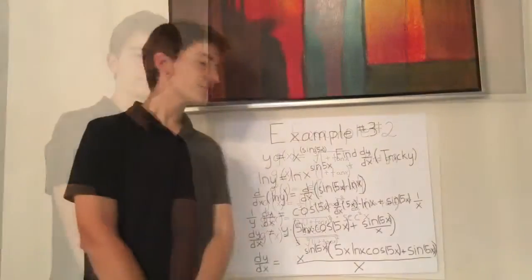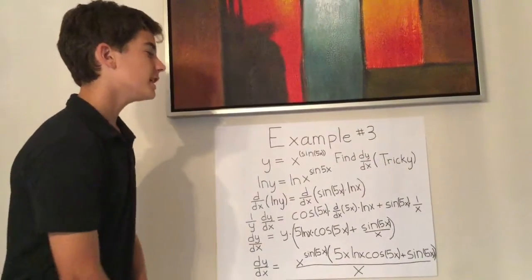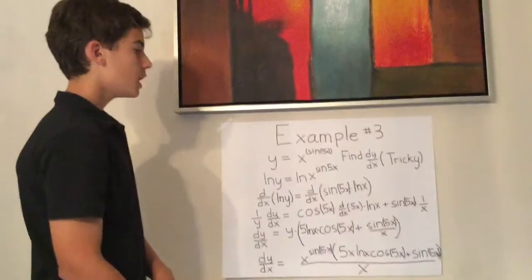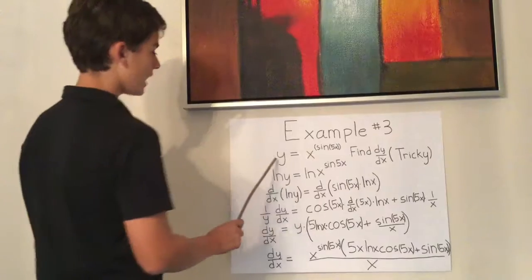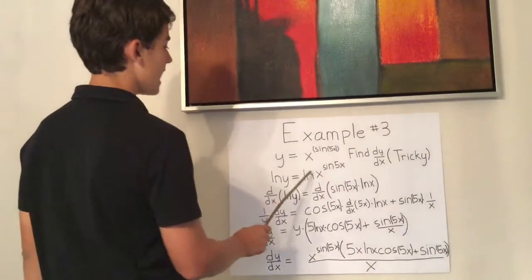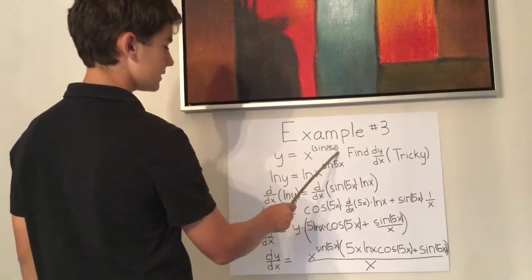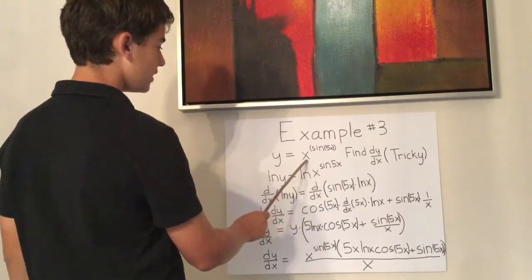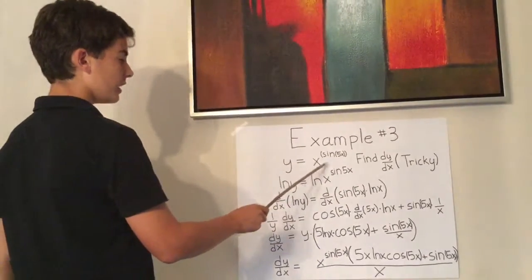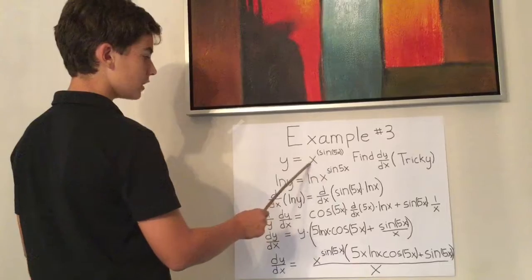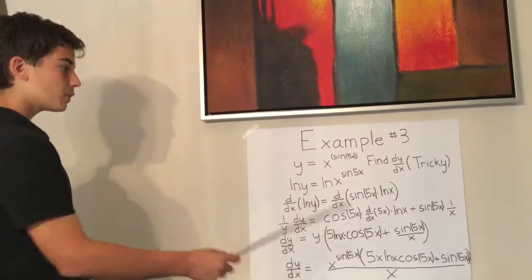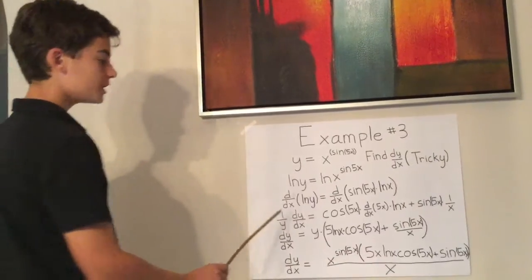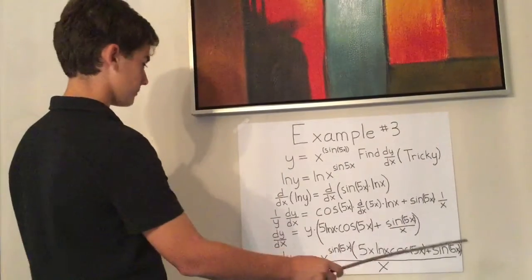So in this third and final example, which is a lot trickier than the other ones, we're going to try to find dy dx. So we have y defined as x to the sine of 5x. So already we can tell we can't use the a to the u of x rule since x is not a constant in this case. So we have to determine a new method, and we're going to use something we saw before, which is ln.